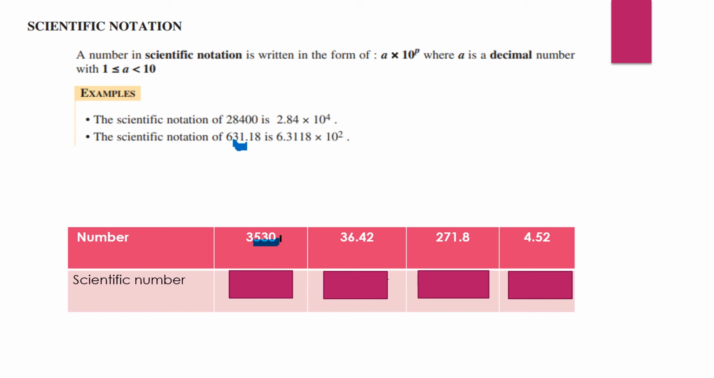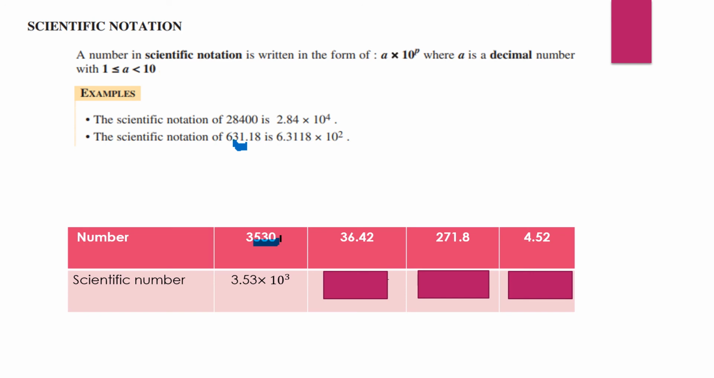3.530. We move the point from right to left 3 digits, 3 steps, 1, 2, 3. So times 10 power 3. Let's see the answer. 3.53 times 10 power 3. This 0 is not necessary, so I remove it from the answer.